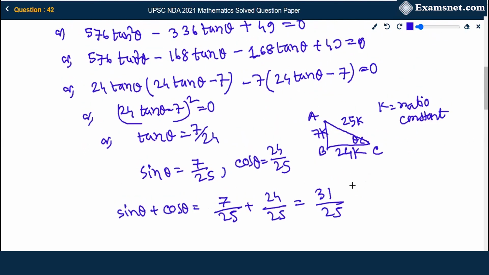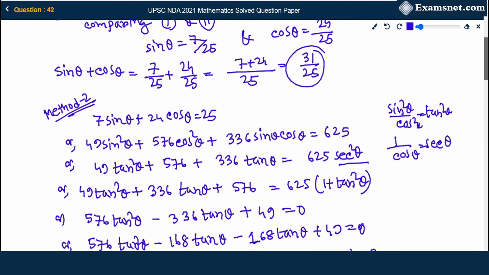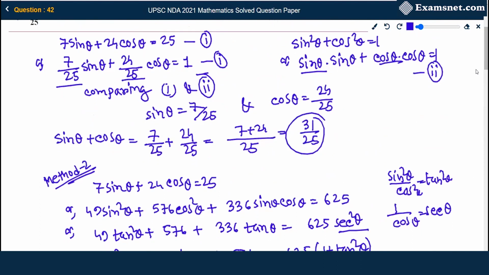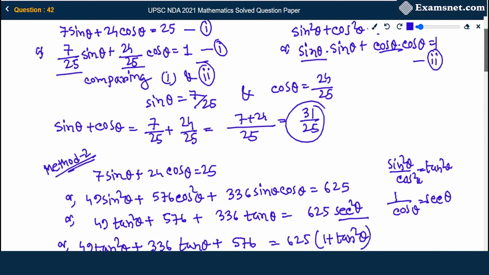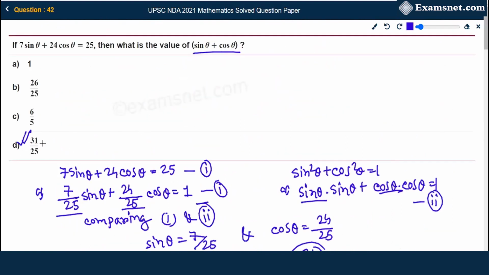So here both the methods are giving me the same value, though the first one is the easiest and quickest, and method 2 is a bit lengthy. So here we got the value, that is 31 by 25. Option D is the exact answer.